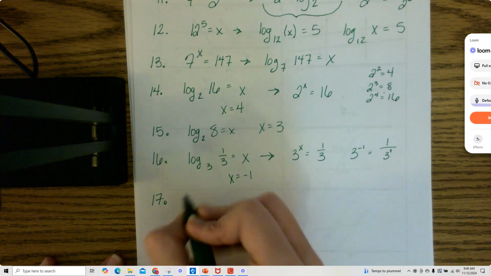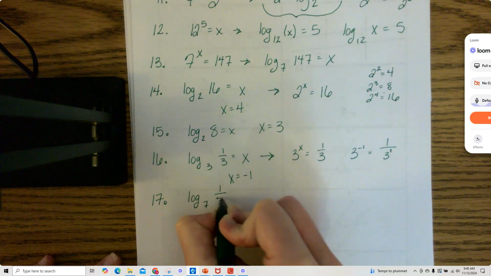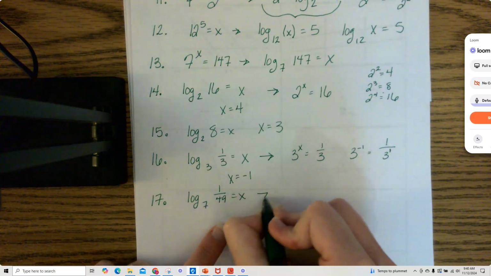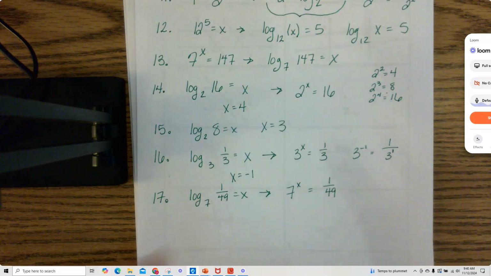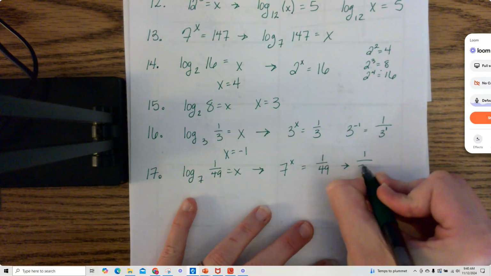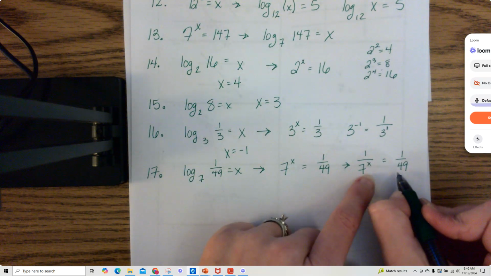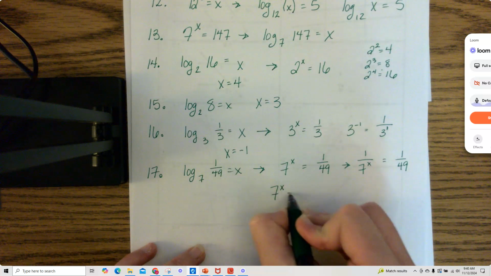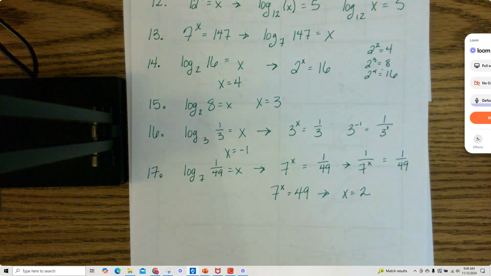Log base 7 of 1 over 49. Same setup here. So 7 to what power would give me 1 over 49? Since these are different, I could write 1 over 7 to the x equals 1 over 49, which means the denominators have to be the same. 7 to the x equals 49. Well, 7 squared equals 49. So x is 2. Negative 2.